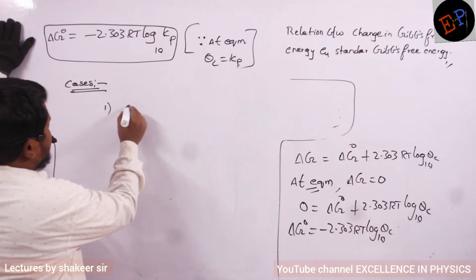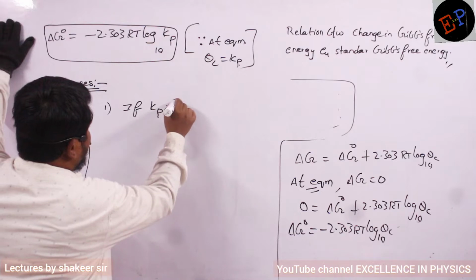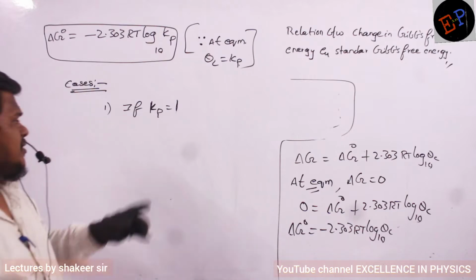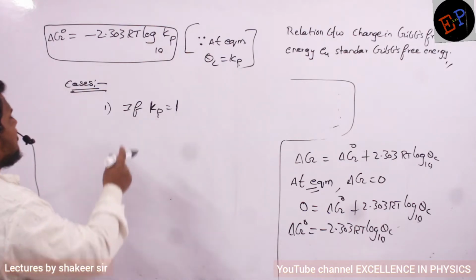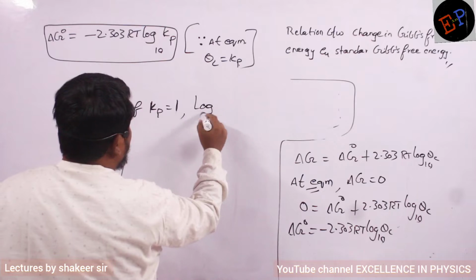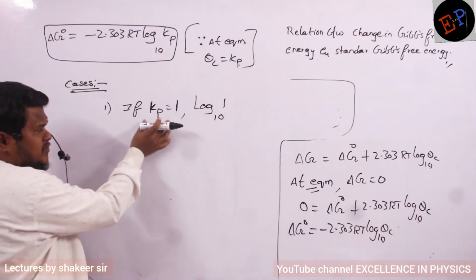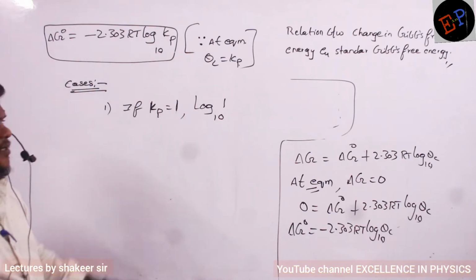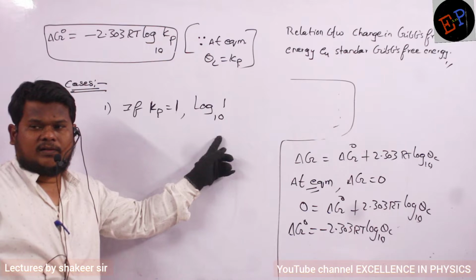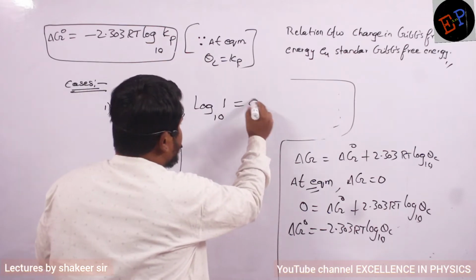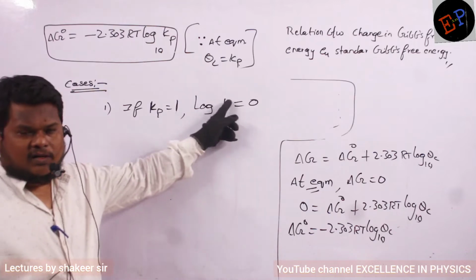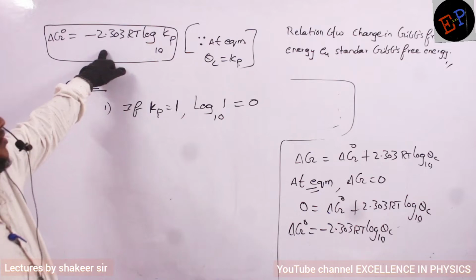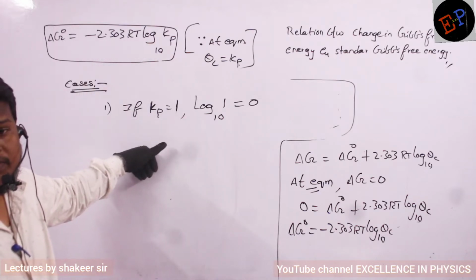Case number 1 is if Kp becomes 1. So the equilibrium constant, if it becomes equal to 1, then what does this value become? This becomes log 1 to the base 10, no? Log 1 to the base 10. And what is log 1 to the base 10? Mathematics you did not study? It will be equal to 0. Log 1 to the base 10 will be how much? It will be 0. So 0 multiplied by 2.303? 0. So therefore, standard Gibbs free energy also will become 0.